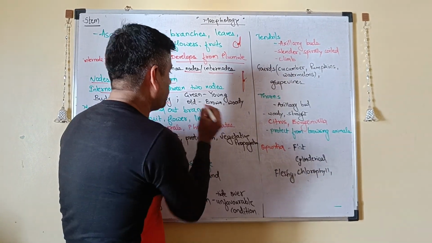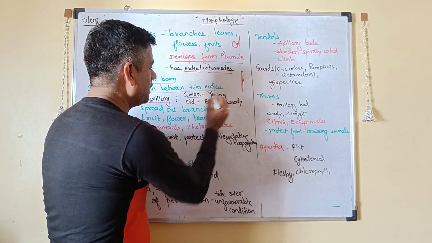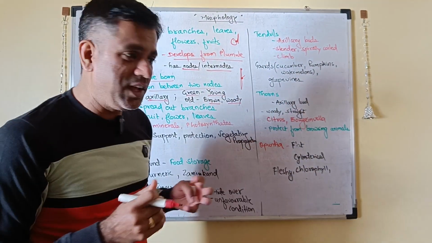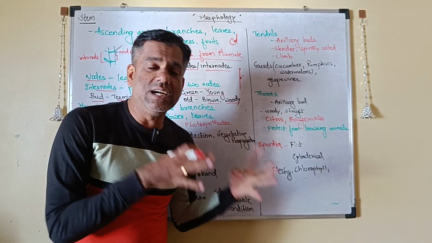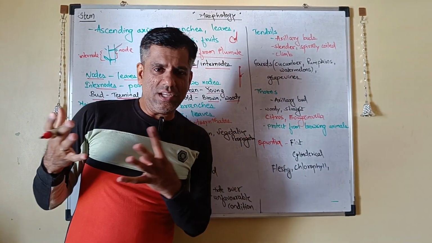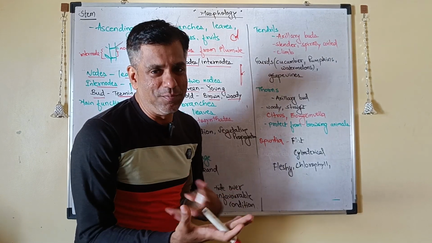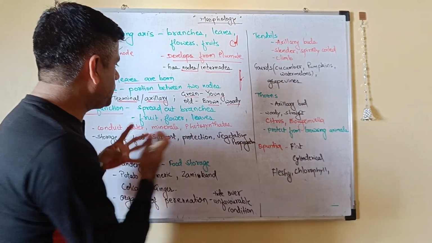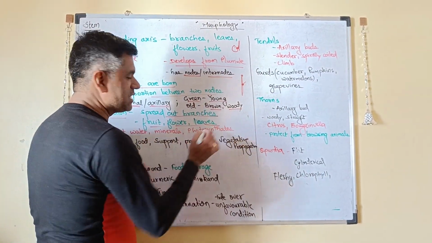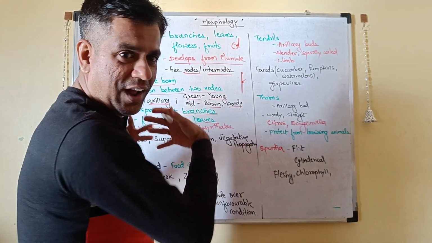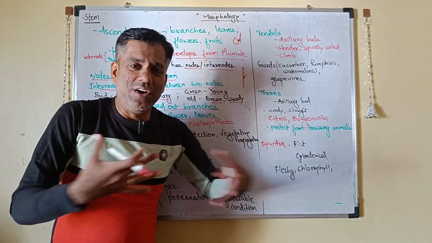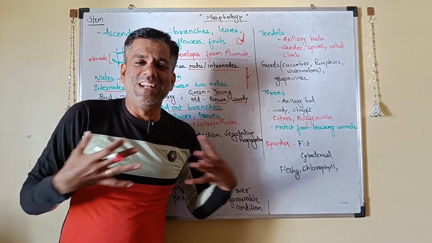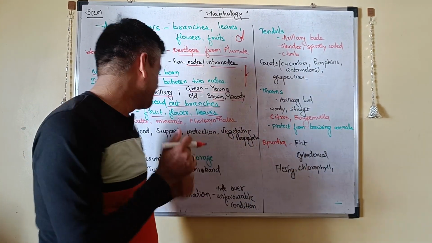You know that the stem, when it is green, performs photosynthesis. It is green when it is young, and as it grows old it becomes brown and woody, so it gives support. The main function of the stem is to spread out the branches, fruits, flowers and leaves everywhere, just like we want to spread happiness and knowledge everywhere.